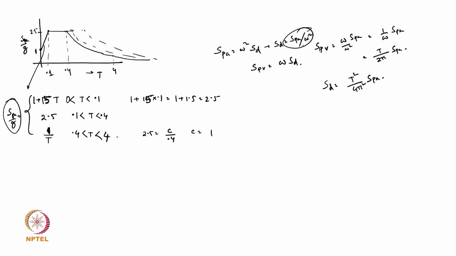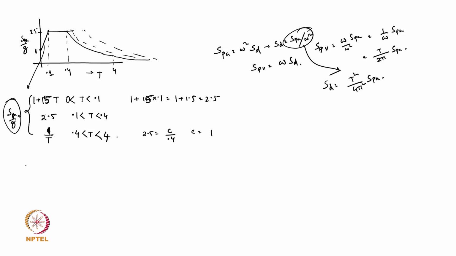This value is nothing but 1 by omega square, which means T square by 4 pi square. Okay? We'll get that. So now start converting. Now here, a very important point. This is SPA by G.